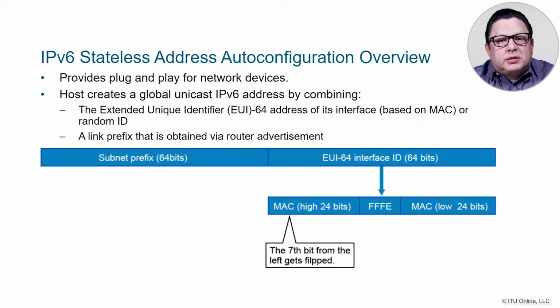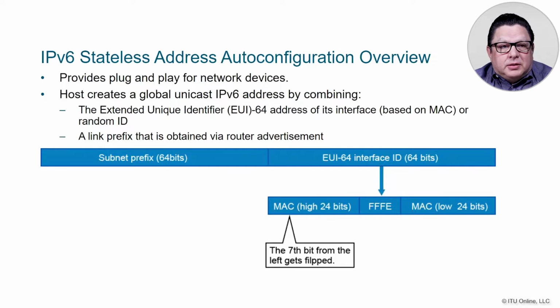IPv6 brings a very interesting option. This is not static, and it is not DHCP, which for someone with an IPv4 background would be inconceivable. What if I don't have static and I don't have DHCP? Well, I got nothing. So another option that IPv6 brings is called SLAAC, Stateless Address Auto Configuration. It's plug and play. It happens automatically.